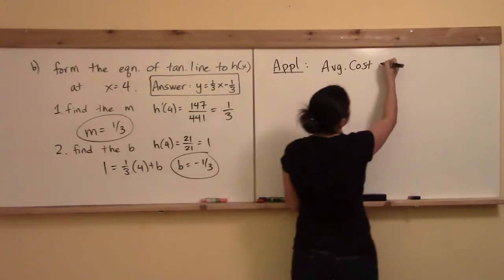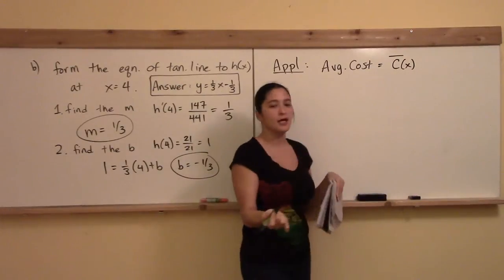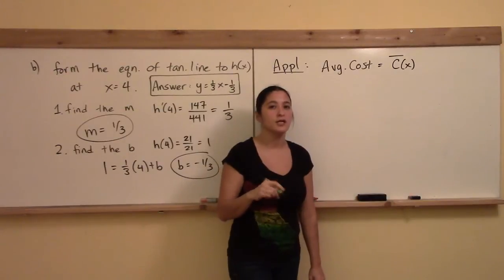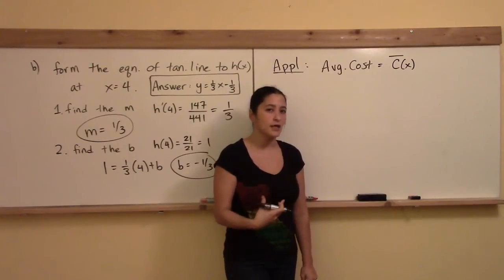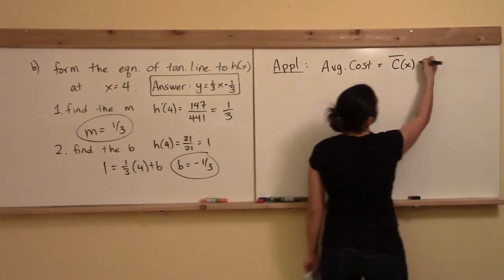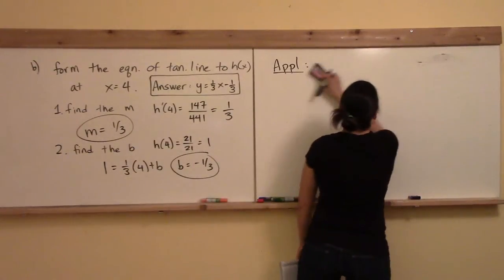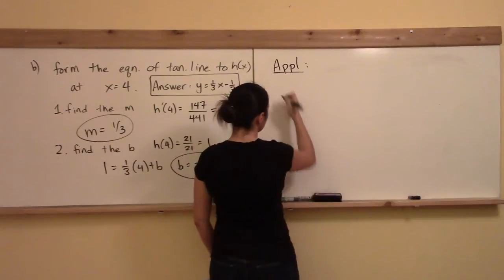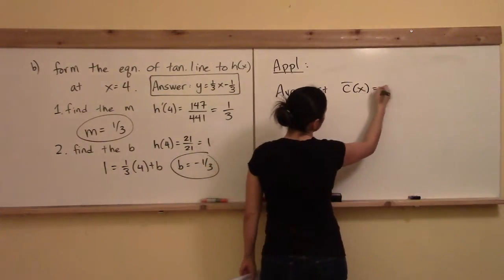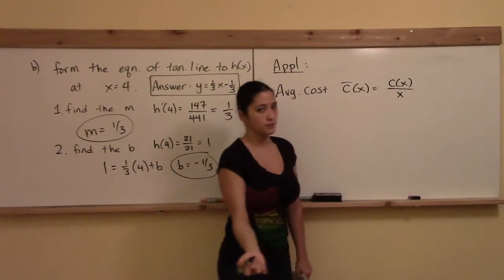So the average cost here is going to be defined as a new function that I form, c bar of x. Now c of x should be familiar to you as the total cost function. C of x is the total cost of producing x items. The average cost c bar of x is actually that same total cost function. I'm not sure if you can see this, there might be some glare. Let me write it down here. The average cost function called c bar of x is equal to the total cost function divided by x, divided by the number of items.